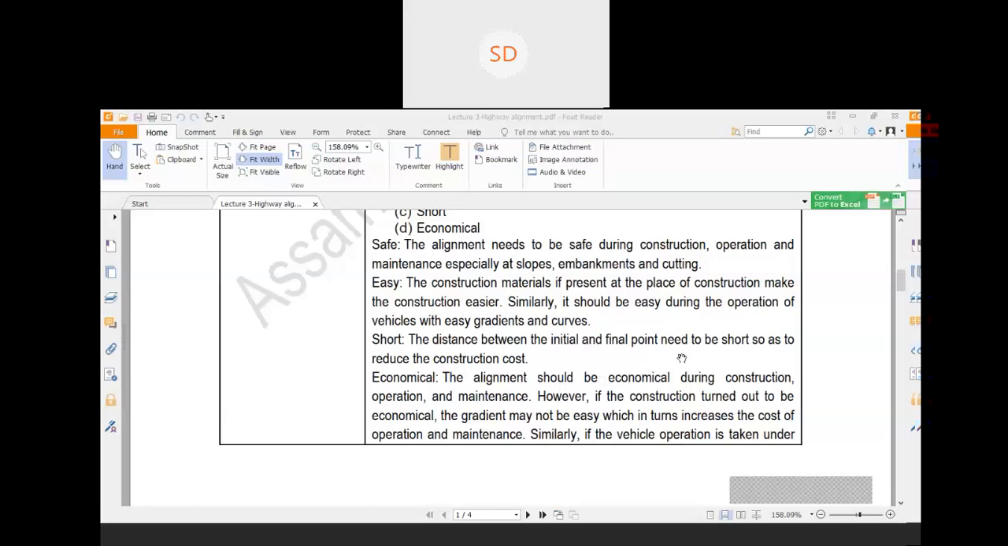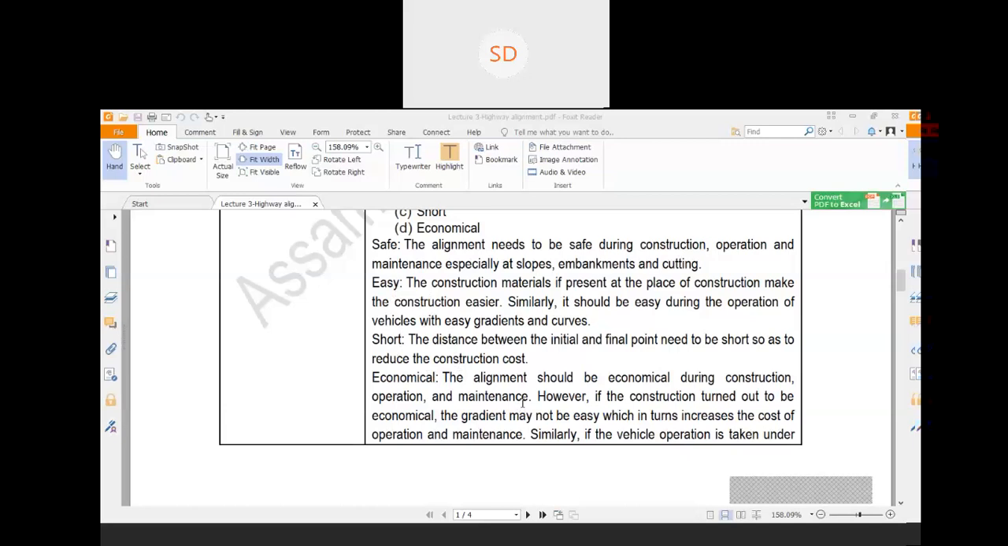Now, however, if the construction turned out to be economical, the gradient may not be easy, which in turn increases the cost of the operation and maintenance. So you have to make it economical, considering all the future cost, the construction cost and the maintenance cost. Maybe in some cases the initial construction cost may be high, but if you consider its maintenance cost and its vehicle operation cost, then it may be cost effective. So you need to think about all the situations before making it economical.